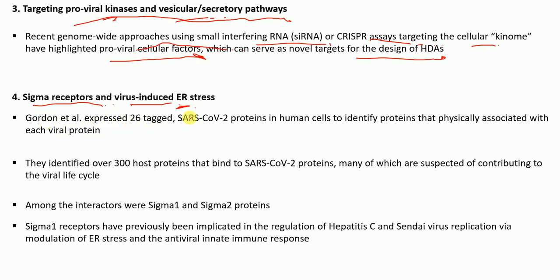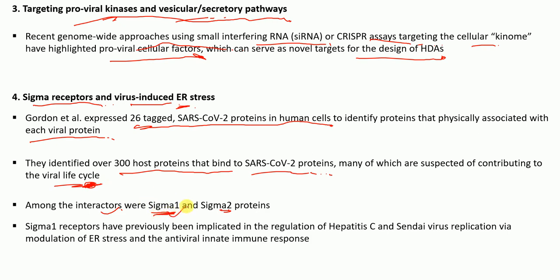Gordon et al. expressed 26 tagged SARS-CoV-2 proteins in human cells to identify potential proteins that physically associate with each viral protein. Basically they identified 300 host proteins that bind to the SARS-CoV-2 proteins. Among those proteins, the sigma 1 and sigma 2 proteins were interactors with the virus. So basically these two proteins were interacting with the different stages of the virus life cycle.